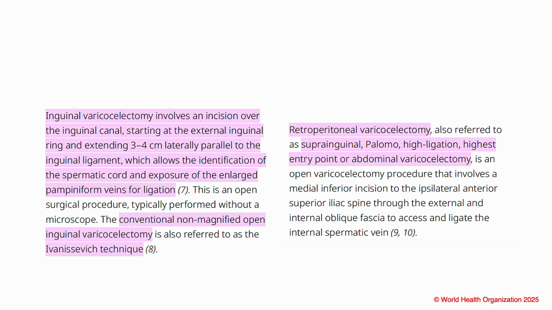Inguinal varicocelectomy involves an incision over the inguinal canal starting at the external inguinal ring and extending 3 to 4 cm laterally parallel to the inguinal ligament, which allows identification of the spermatic cord and exposure of enlarged pampiniform veins for ligation. The conventional non-magnified open varicocelectomy is also known as the Ivanissevich technique. Retroperitoneal varicocelectomy is also known as Palomo, high ligation, highest entry point, or abdominal varicocelectomy.